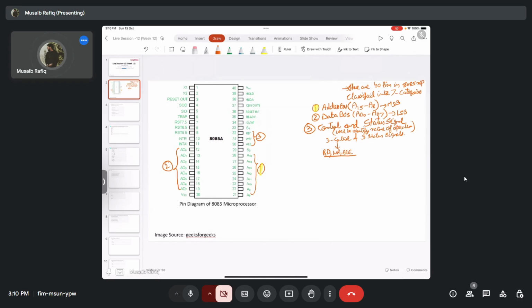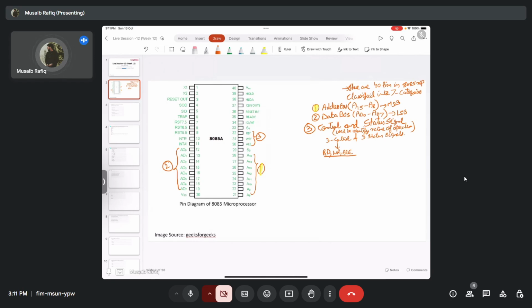This RD signal indicates that the selected input output or memory device is to be read and is ready for accepting data available on the data bus. Then we have WR. This signal indicates that the data on the data bus is to be written into a selected memory or input output location. Then we have ALE.